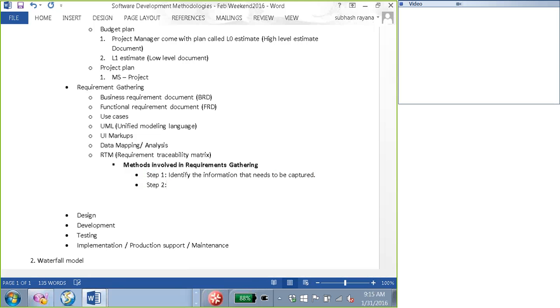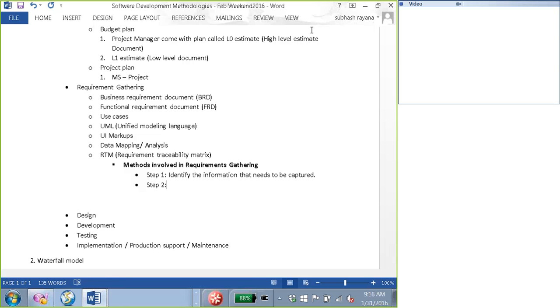Once you identify the information, saying, okay, this is what I would need, then the next step is to identify the stakeholders, right? Because as a BA, you are actually talking to some individual and you're gathering it. You're basically not defining these requirements yourself. Someone is dictating it and you're documenting it. And who is dictating it?